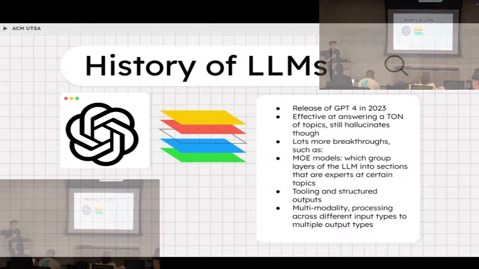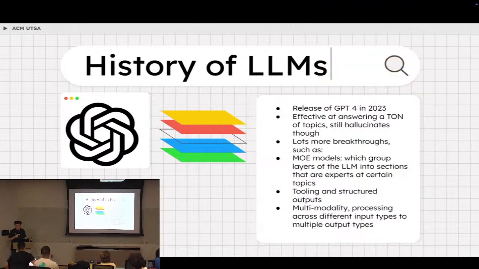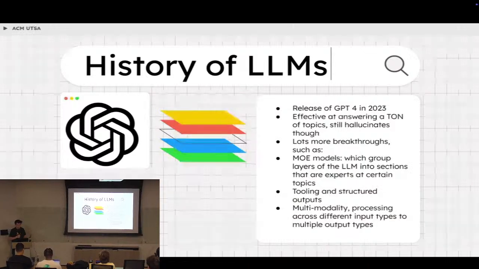OpenAI now goes ahead in 2023, after ChatGPT is released, and releases GPT-4. This is the first model where you're really starting to see it answer correctly on a ton of topics. It still hallucinates, but its ability to reason through things and work on different kinds of problems is really improving.